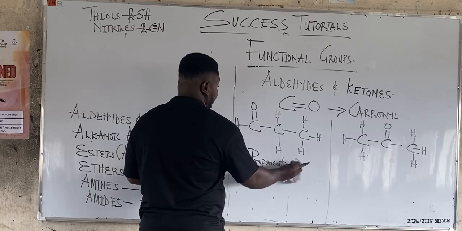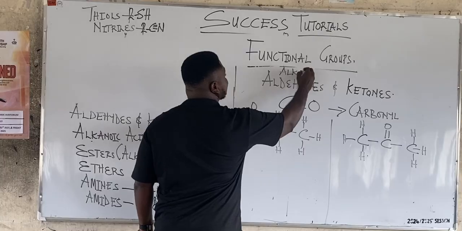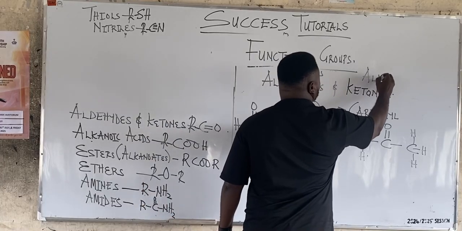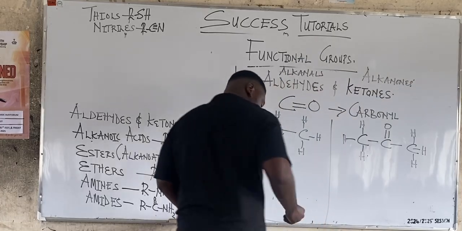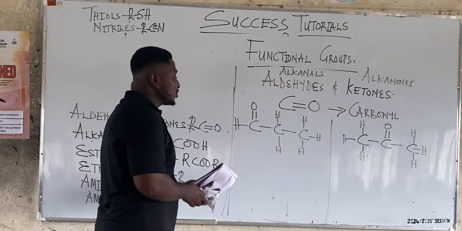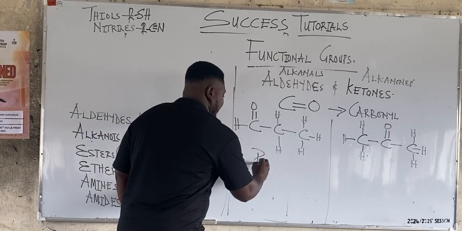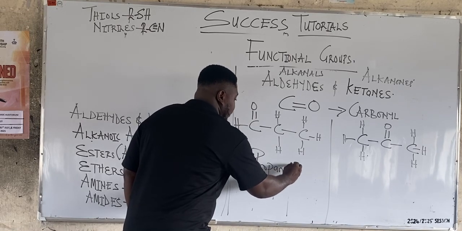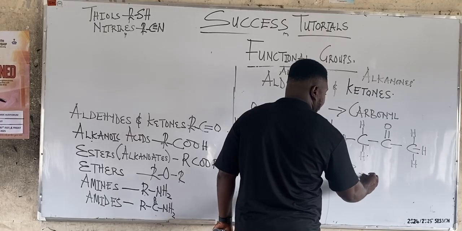Aldehydes are called alkanals, and ketones are called alkanones. So aldehydes are called alkanals, and the name will be propanal. For esters, because esters are called alkanoates, the name will be propanoate.